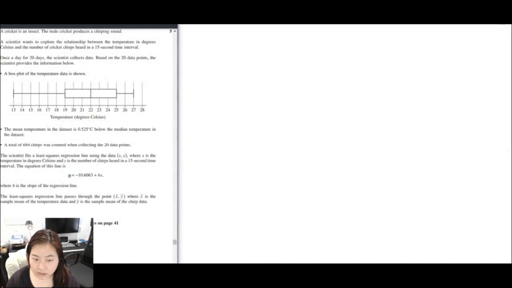We can't find that because we don't know what b is. We need to find b first, which means we need to know an x and a y. And we know that it passes through mean x and mean y. So what is the mean temperature and the mean chirps? The mean temperature is 0.525 degrees below the median temperature. Okay, that's easy enough. Let's do that first.